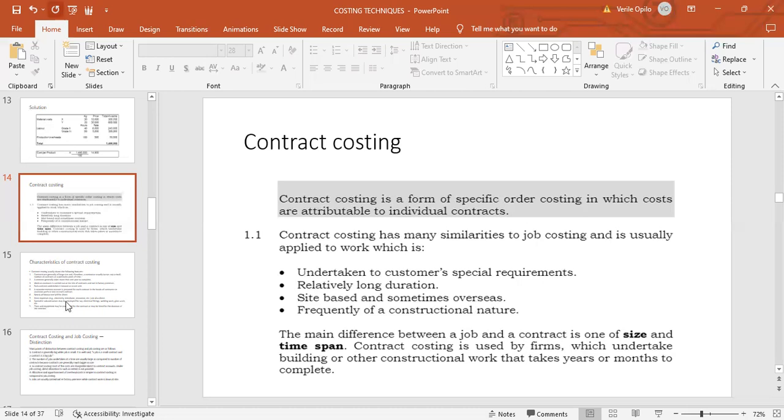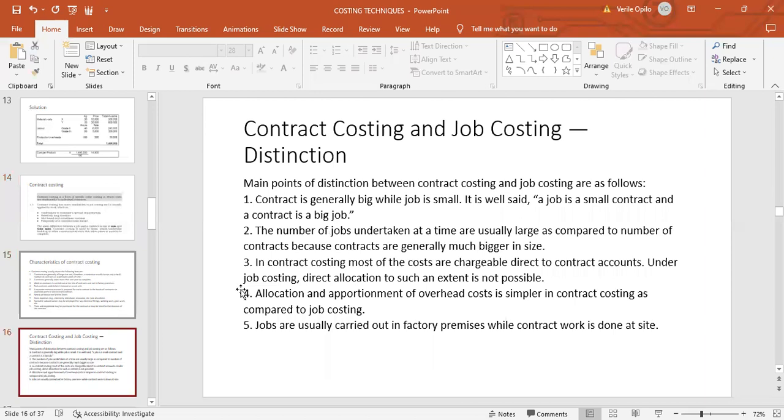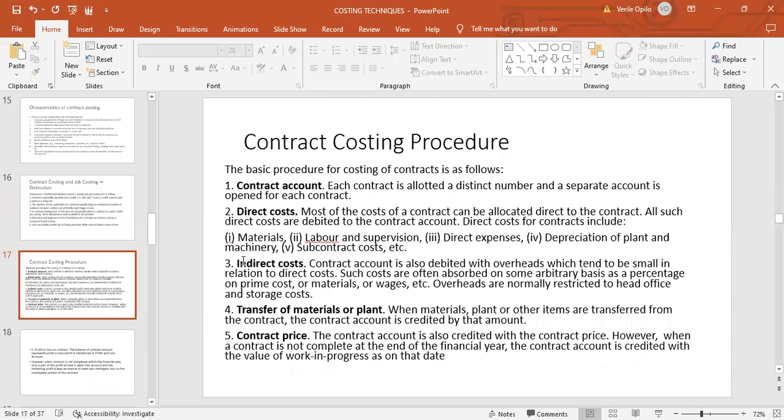We had looked at some of the characteristics of a contract. We're not going to go back to that today. And we also looked at the distinction between contract costing and job costing. So today we will be looking at the procedure of coming up with the contract cost. What are the contract costing procedures? We say that costing in itself is the way the organization cumulatively aggregates the total cost that they have incurred in order to produce a certain product, to provide a certain service, or, in this case, to offer a certain contract.